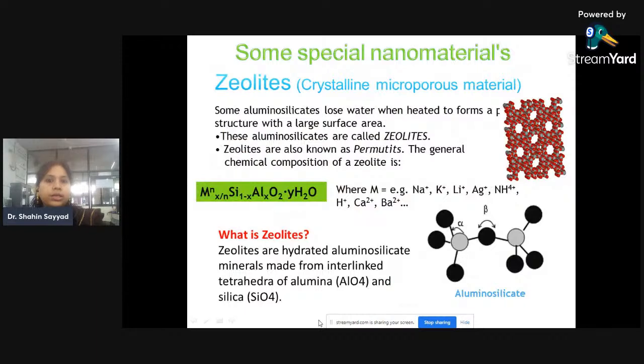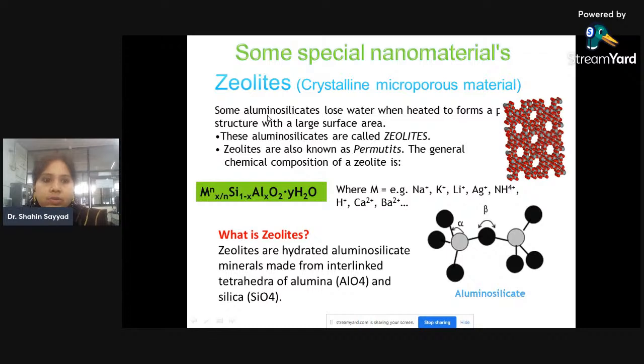Then we have seen one-dimensional, two-dimensional, three-dimensional nanomaterials, and different shapes of material. Among them, there is a special type of material known as zeolites. So what are zeolites? Zeolites are crystalline microporous materials. They have a continuous network. They are crystalline, but they have some pores. So zeolites are crystalline microporous materials.